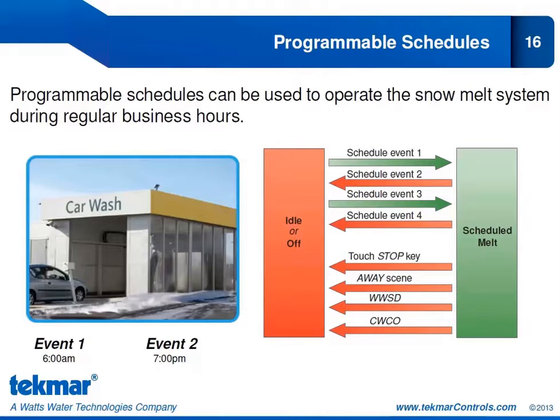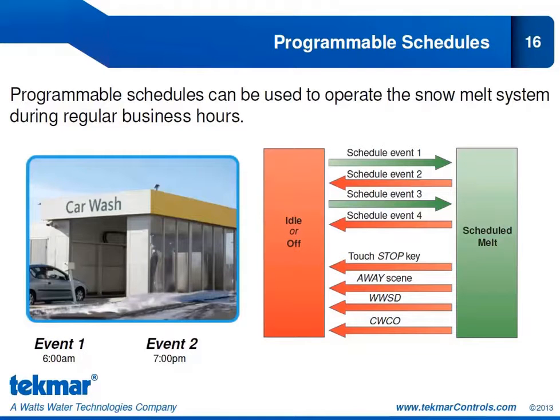Now, programmable schedules are a new feature for a TechMar Snowmelt control, and we added this feature particularly for car washes, but I'm sure you can think of other applications where programmable schedules could be used as well. In this case, I have a car wash, and my hours of operation are from 6 a.m. to 7 p.m., so that's when I want my Snowmelt system to be operational. So my event 1 will be 6 a.m., my event 2 will be 7 p.m. So at 6 a.m. I move from my off state into my melt state. And I stay in that melt state until 7 o'clock, which is schedule event 2.